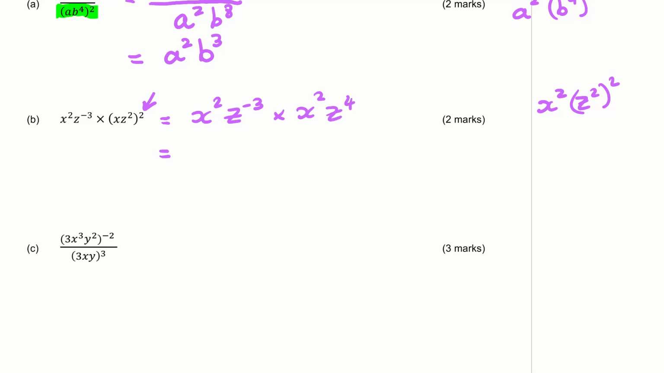And now we're multiplying. So when we do x squared times x squared, we add the indices. And with the z's, again, we're going to add the indices. Negative 3 add 4 is 1. So that is z to the 1, or just z.